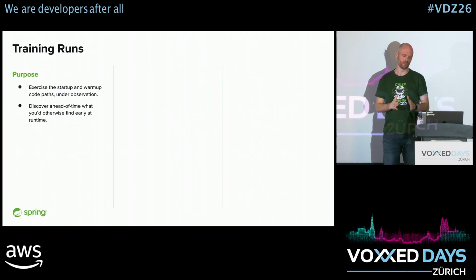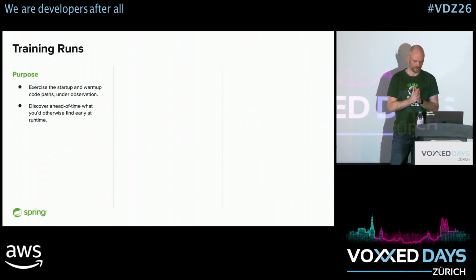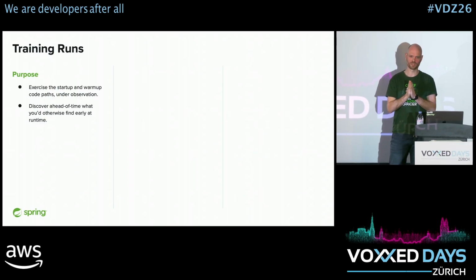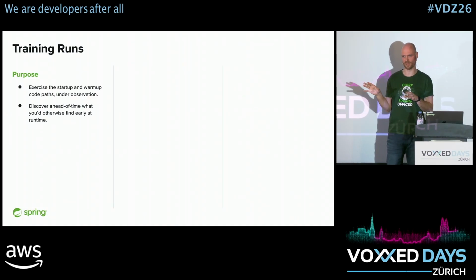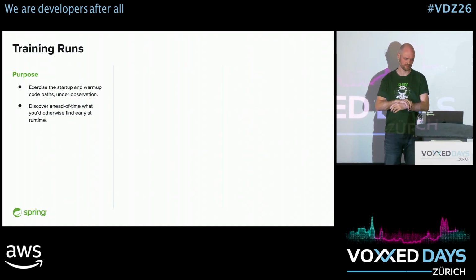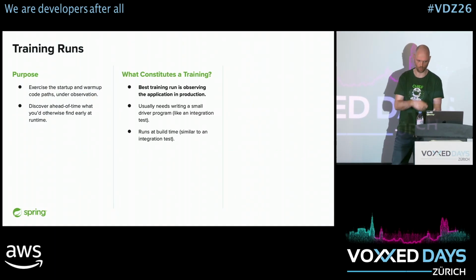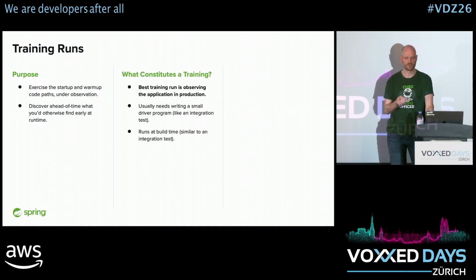What's the idea of a training run? The idea is essentially you exercise the startup and the warm-up code path while you're observing that stuff. So you discover ahead of time what you otherwise only find out at runtime. And you can do this in your build time, and we'll see later why. So what is this training run? A training run, the best training run actually, is to observe the application in production.